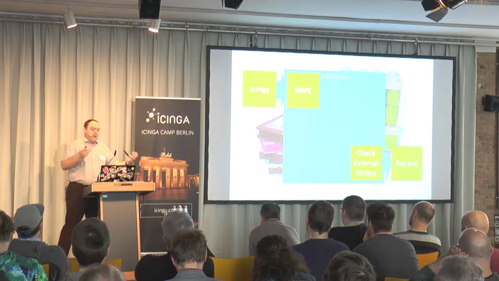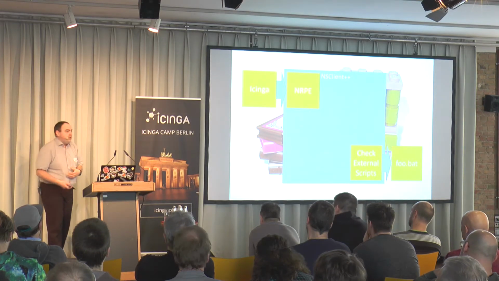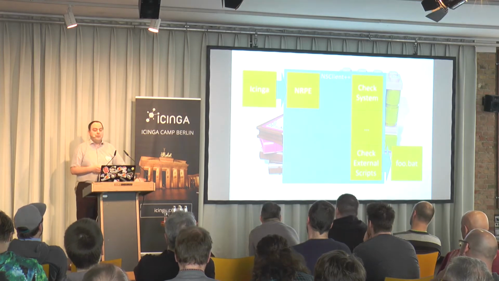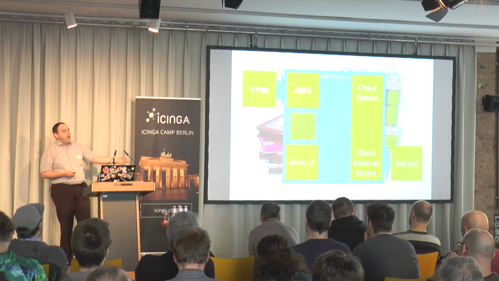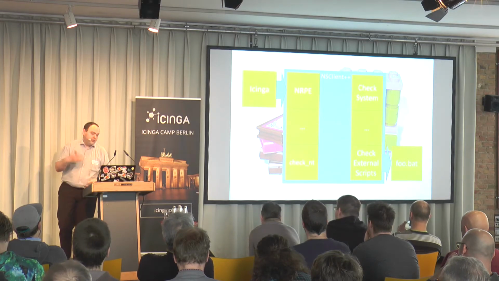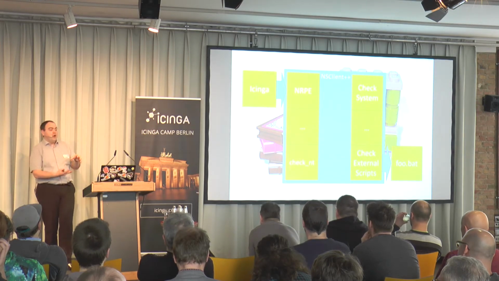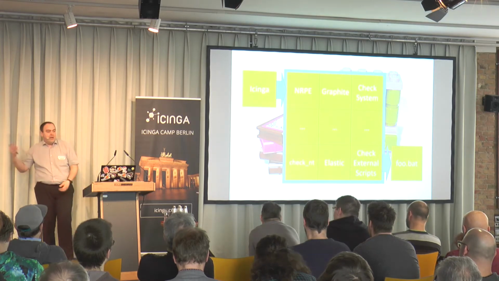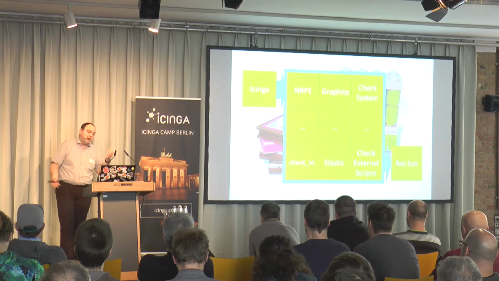Now, one difference between NSClient and, for instance, NRPE or something like that is that there are other things than just running scripts, because there's built-in checks. There are also other protocols. You can run REST, or you can use check-NT, or you can use other things to talk to the client. And there is a whole bunch of fringe modules like Graphite, Elastic, SMTP, and things like that.